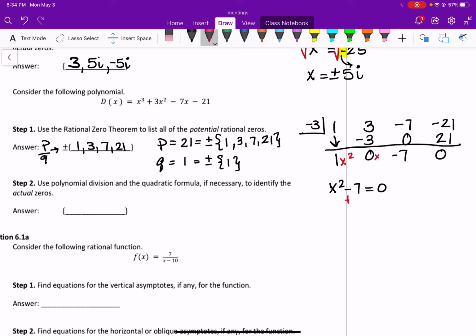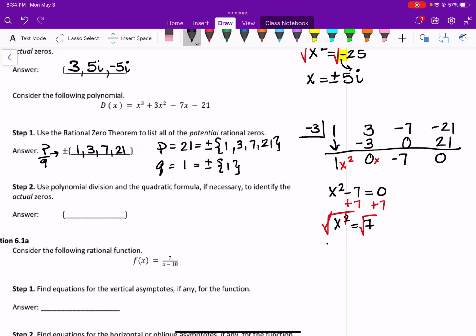So to solve this guy, we're going to add 7 to both sides. Do it exactly like we did the previous problem. So x squared is equal to 7. Take the square root of both sides. Square and square root cancel. So x is equal to, again, whenever you're doing this, it is always plus or minus. We can't take the square root of 7, so we're going to leave it as the square root of 7. So our answers here are going to be -3, the square root of 7, and then negative square root of 7.